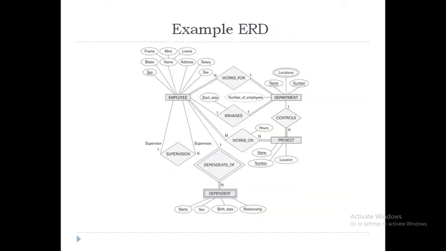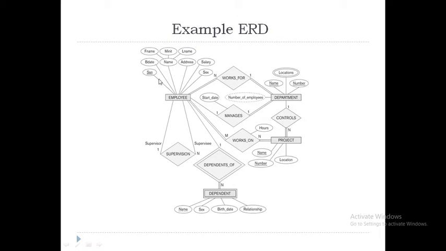Now we'll see the example. This is the example of the company database. It has the employee entity type, department, project, and dependent. These are the main entity types. Here employee, department and project are the three regular or strong entity types. The first step says you have to create a separate relation for each strong entity type, so for employee, department and project we will create a separate relation.